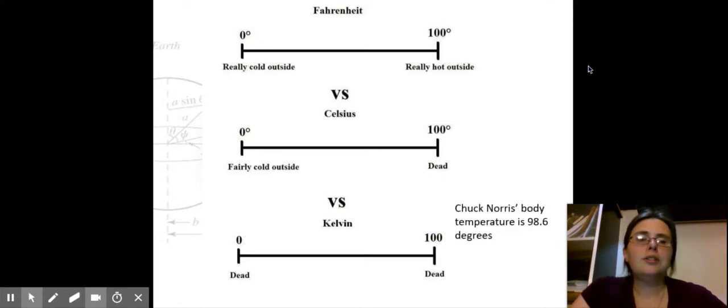All right, this is just a slight joke because this is not true. It says Chuck Norris's body temperature is 98.6 degrees Celsius.